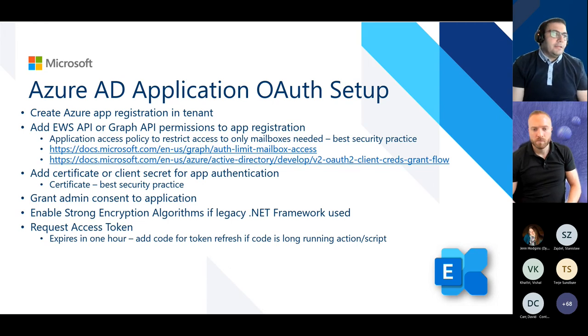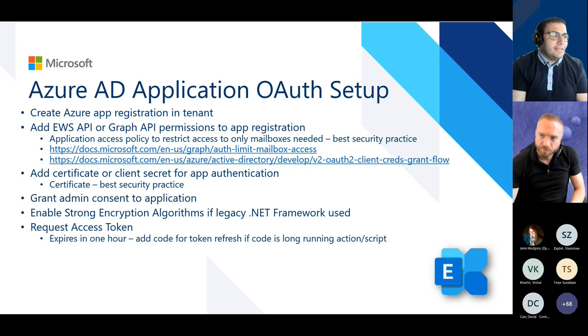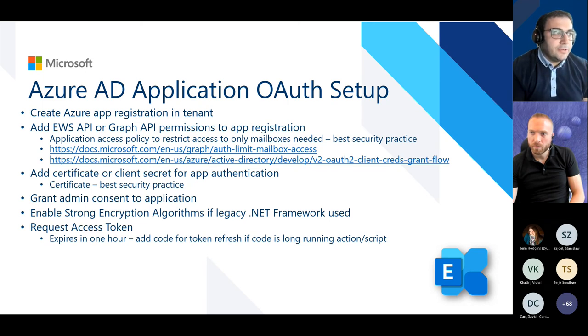Once you have your application at least initially created, what you would do is add the EWS API or your Graph API permissions to your application registration in the tenant. So where the application access policy helps is it helps to restrict access to only the mailboxes needed, which is best security practice just from a scoping standpoint, especially from EWS, because that's really the only option you have.